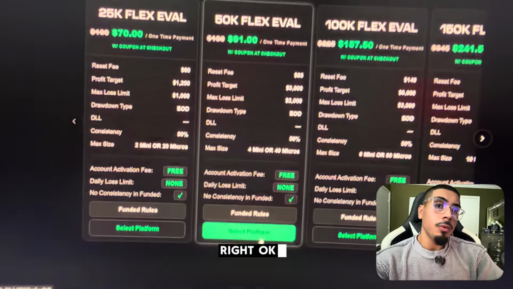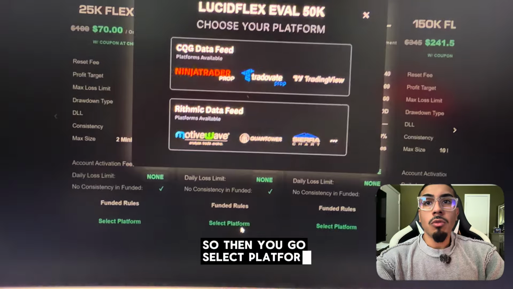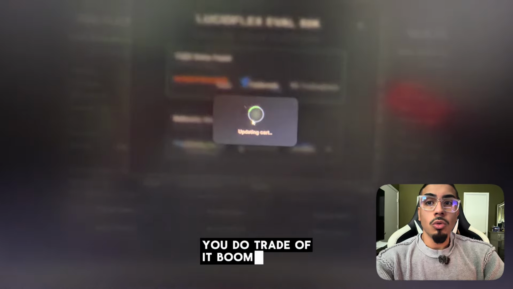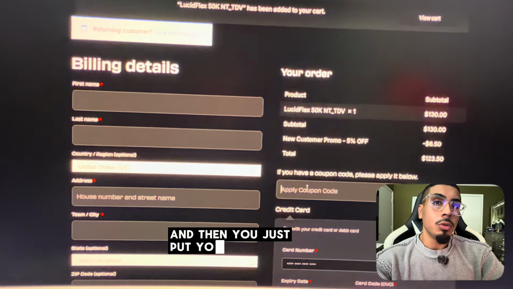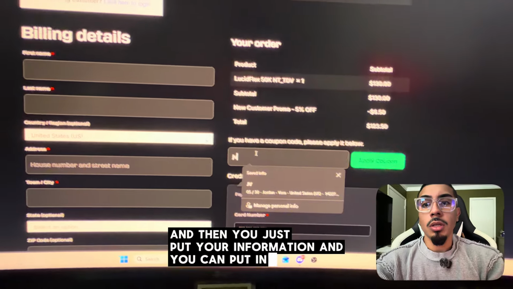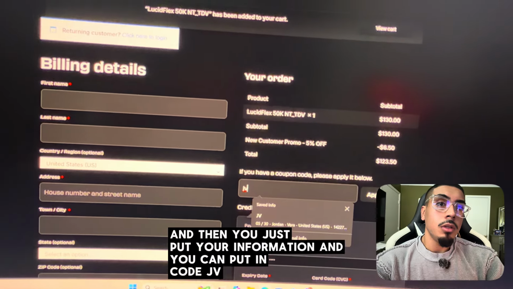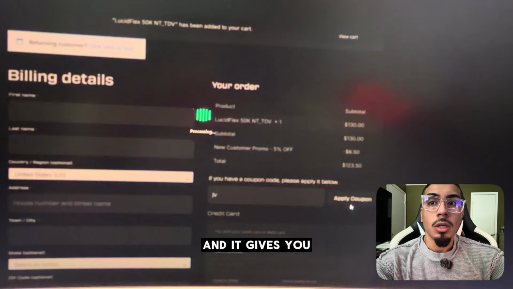A withdrawal, right? Okay. So then you go select platform, you do Tradovate, boom. Okay, cool. You do Tradovate, and then you just put in information, and you can put in code JV, and it gives you a discount.